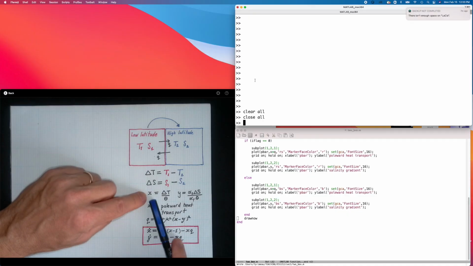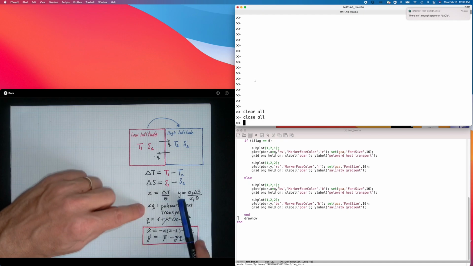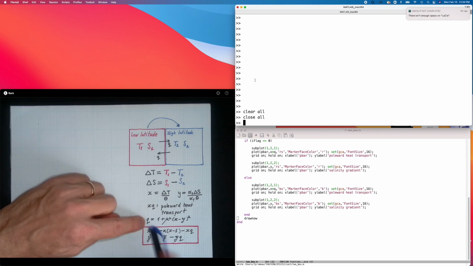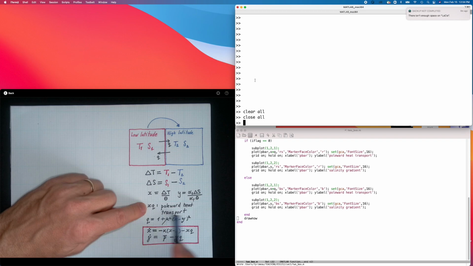And these are expressed in non-dimensional variables. So the quantity x is proportional to the temperature difference between the high and low latitude box, and y is proportional to the salinity difference between the high and low latitude box. And then x times q, where q is this quantity over here, 1 plus mu squared (x minus y) squared, this is the transport between the boxes, the exchange rate, and this is the heat flux in the ocean between the boxes from low to high latitudes.